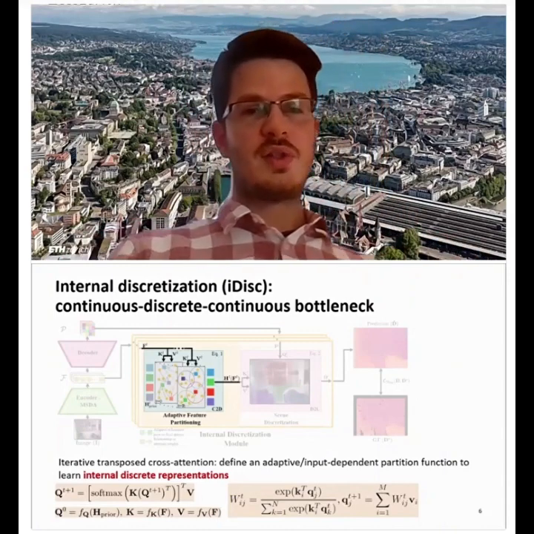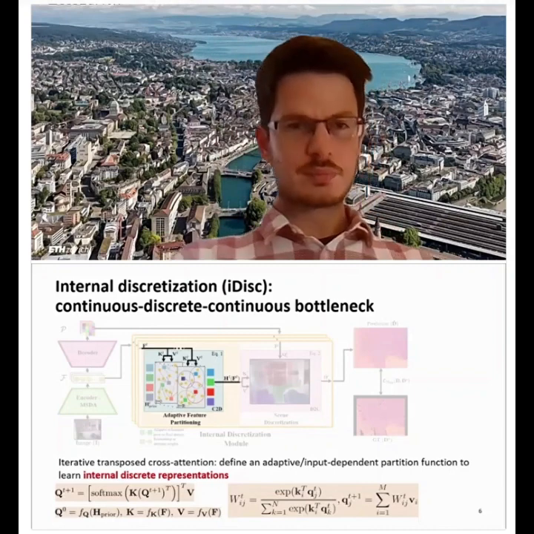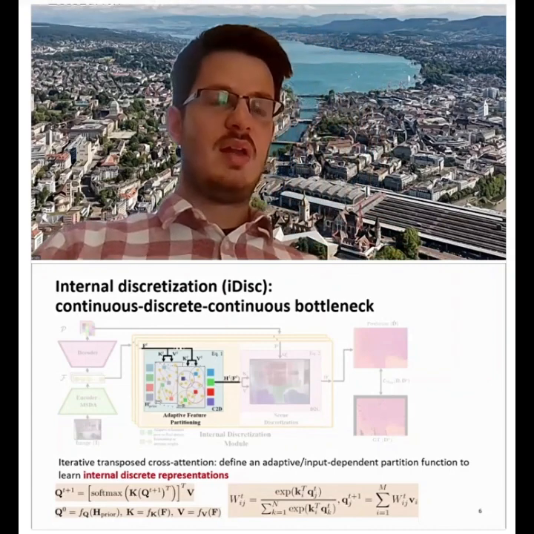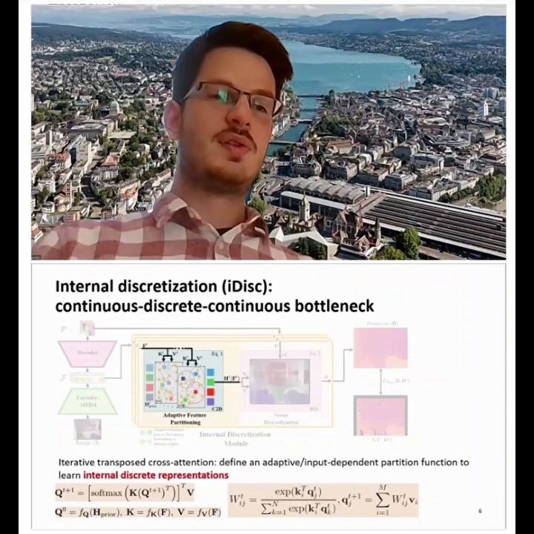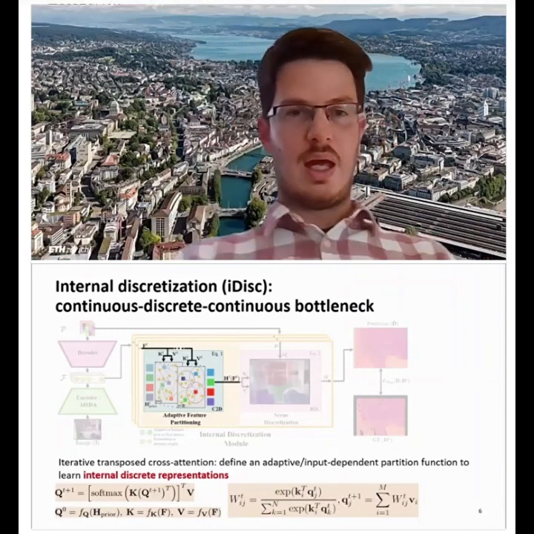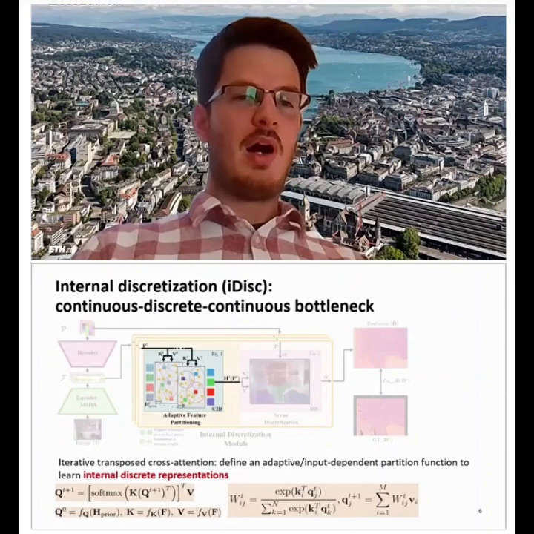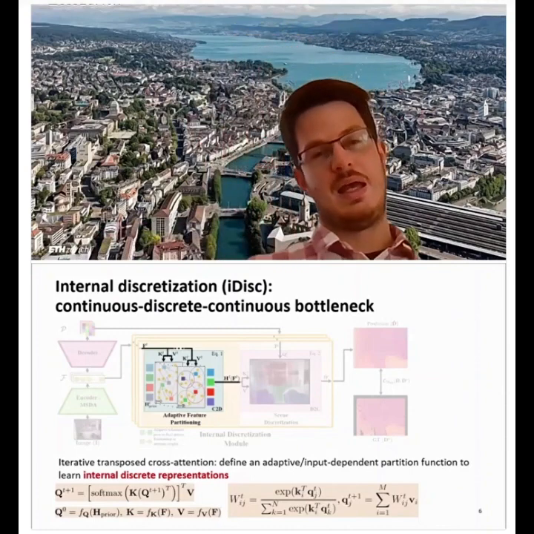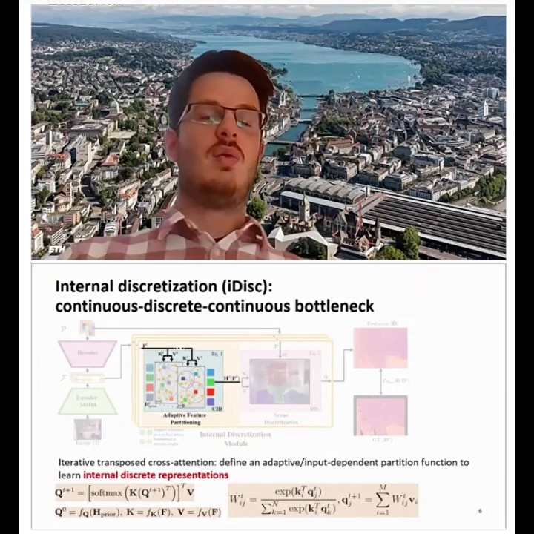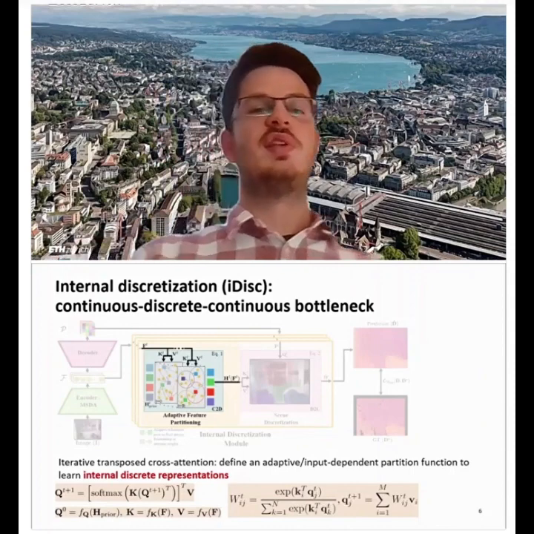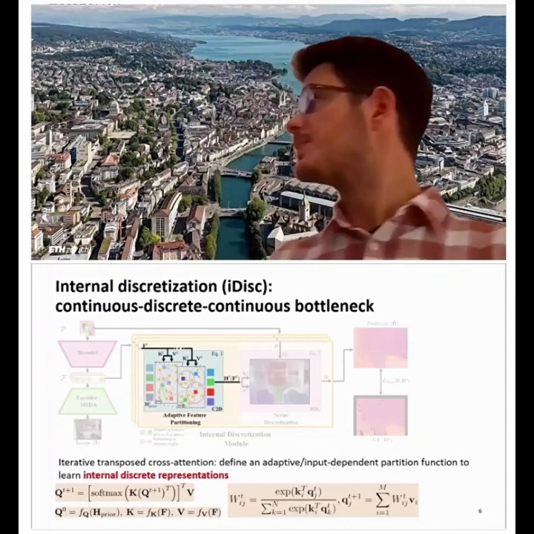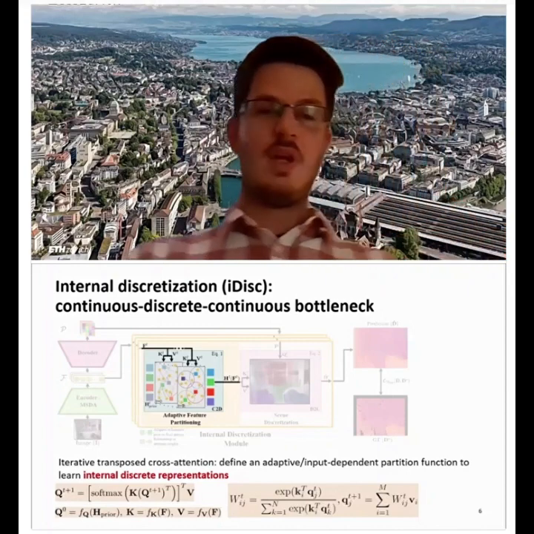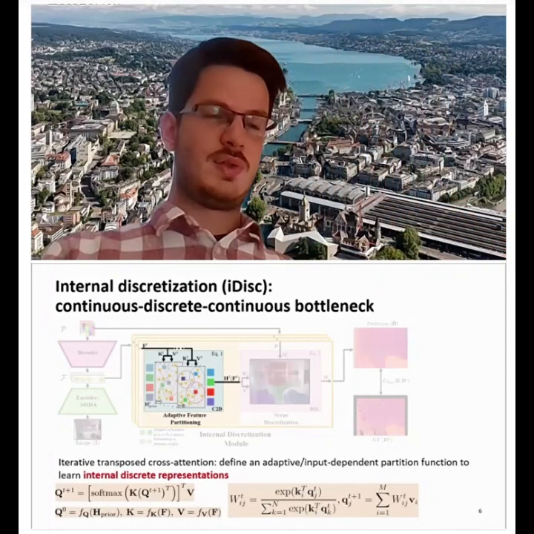So first, I will talk about the continuous to discrete part of the internal discretization module. This part basically applies what we call the transposed cross-attention operation. This is what is shown in the left-hand side equations.